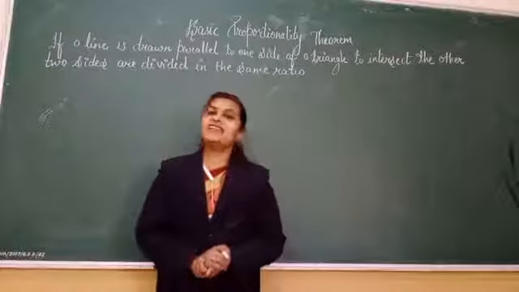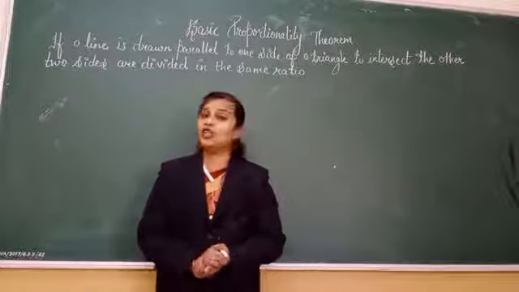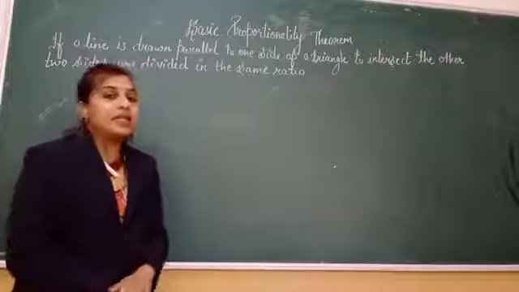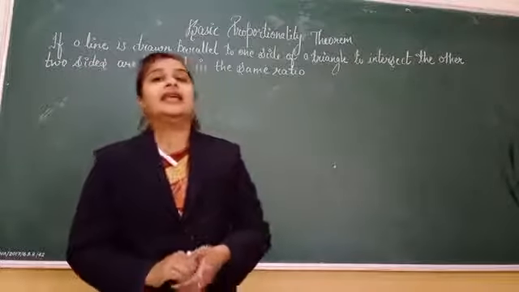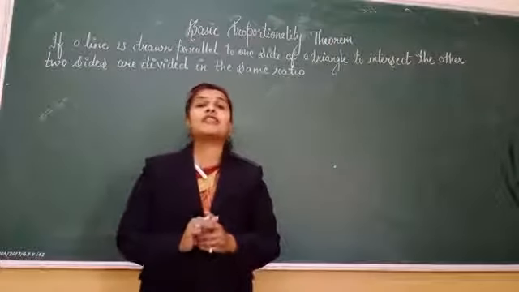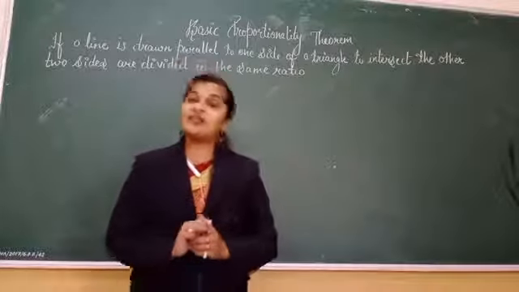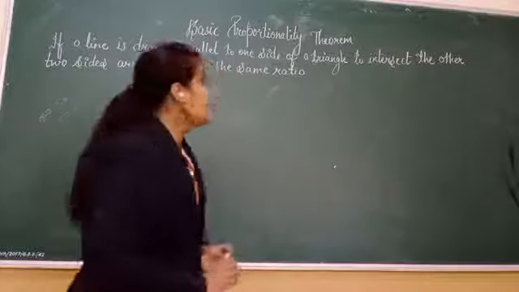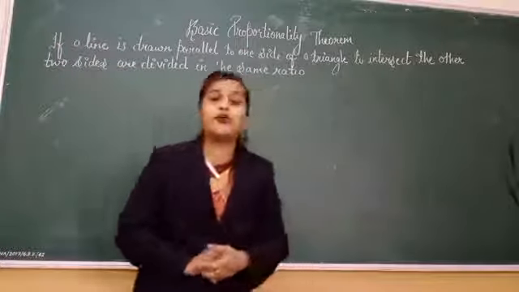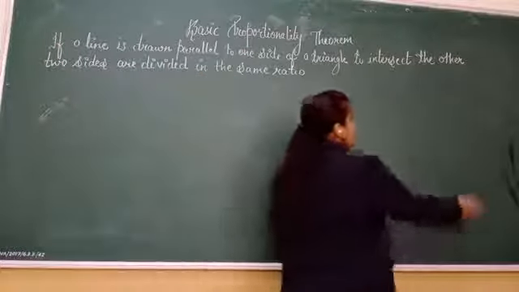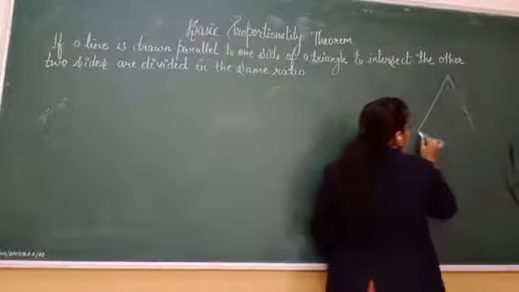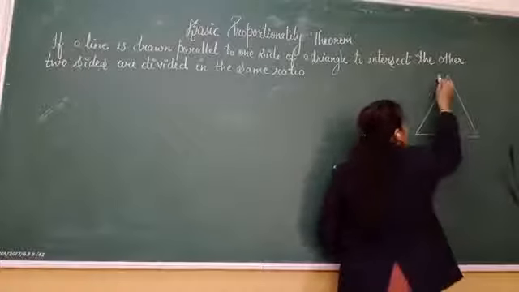I, Garima Jain, am here again with you with a new theorem, that is the basic proportionality theorem. Basic proportionality theorem means it is the theorem which is based on the proportions of the sides of a triangle. See the statement. What does the theorem say? If a line is drawn parallel to one side of a triangle, suppose we have one triangle. Let us have this triangle ABC.